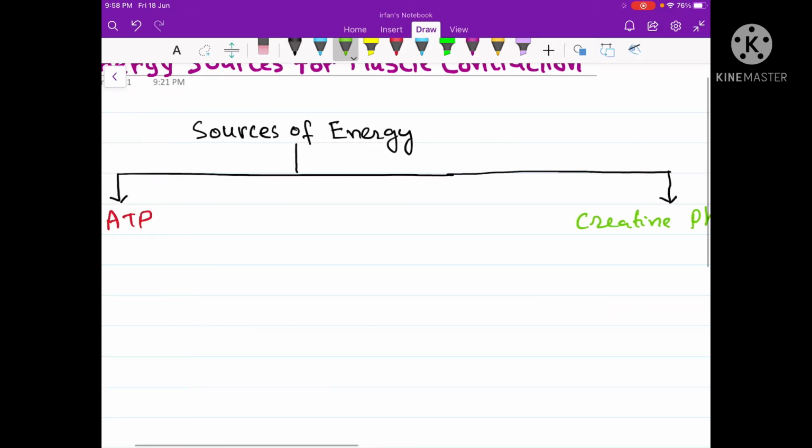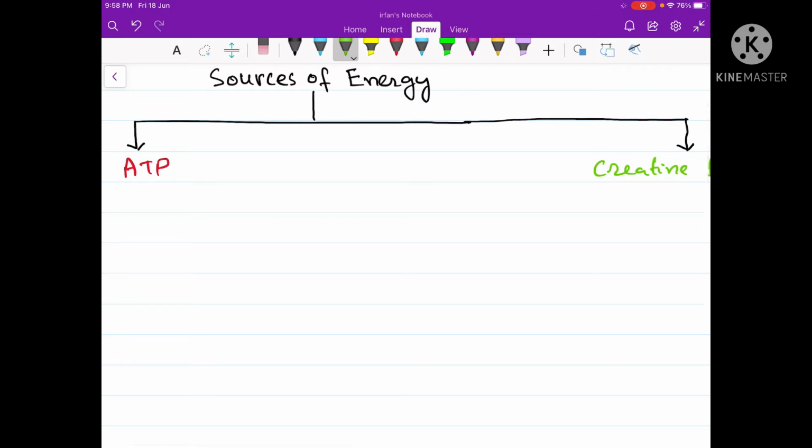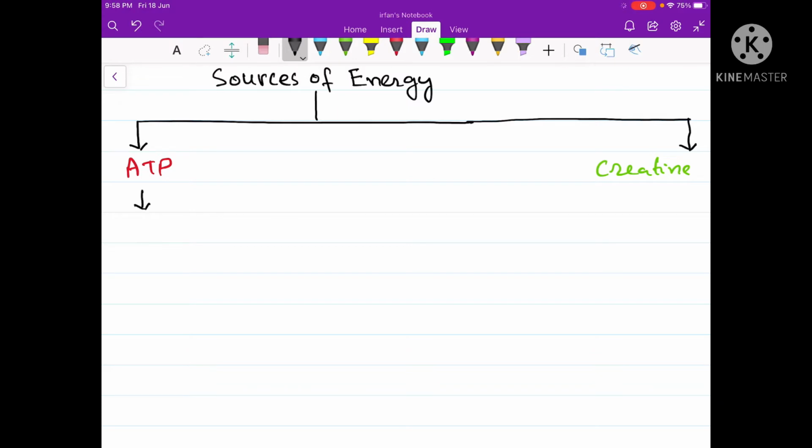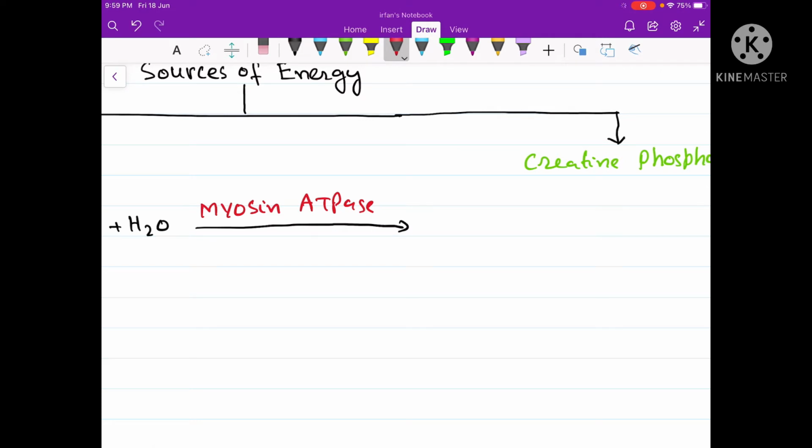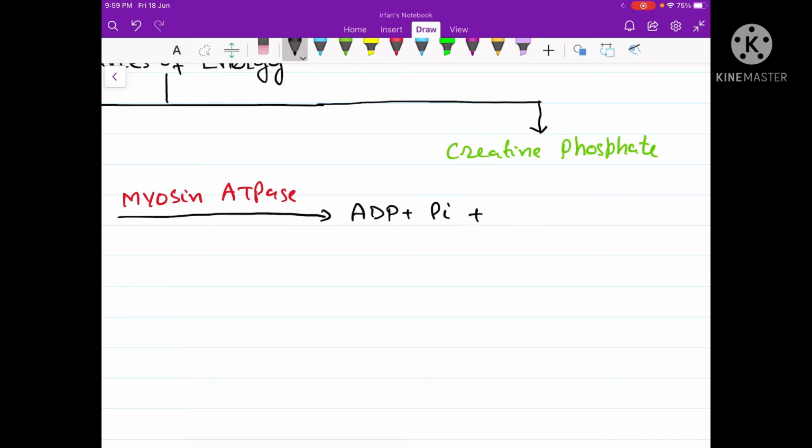Now during muscle contraction, the ATP or adenosine triphosphate is hydrolyzed in presence of water and enzyme into ADP and inorganic phosphate. So ATP in presence of water and an enzyme called myosin ATPase is converted into ADP or adenosine diphosphate and inorganic phosphate, plus some amount of energy is liberated, and the amount of energy that is liberated is equal to 8.15 kilocalories. Now this energy is used during muscle contraction.